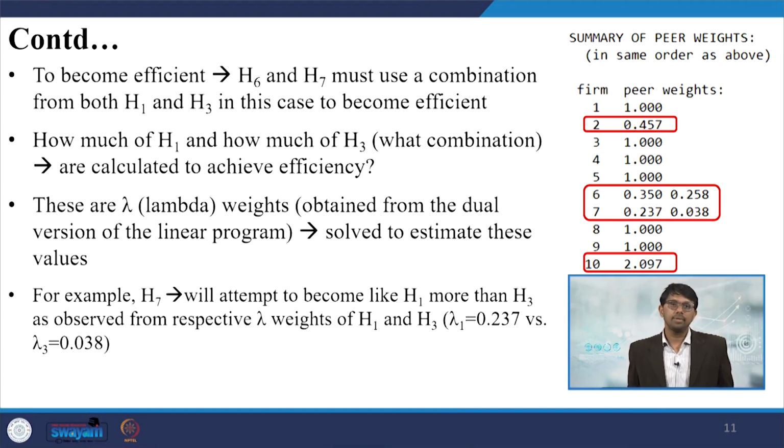For example, H7 in our case will attempt to become like H1 more than H3, as observed from the respective weights of H1 and H3. Okay. So, this is precisely with a value called lambda of 0.237 versus lambda of 0.38. It is already mentioned, okay, very clearly, as far as H7 is concerned.